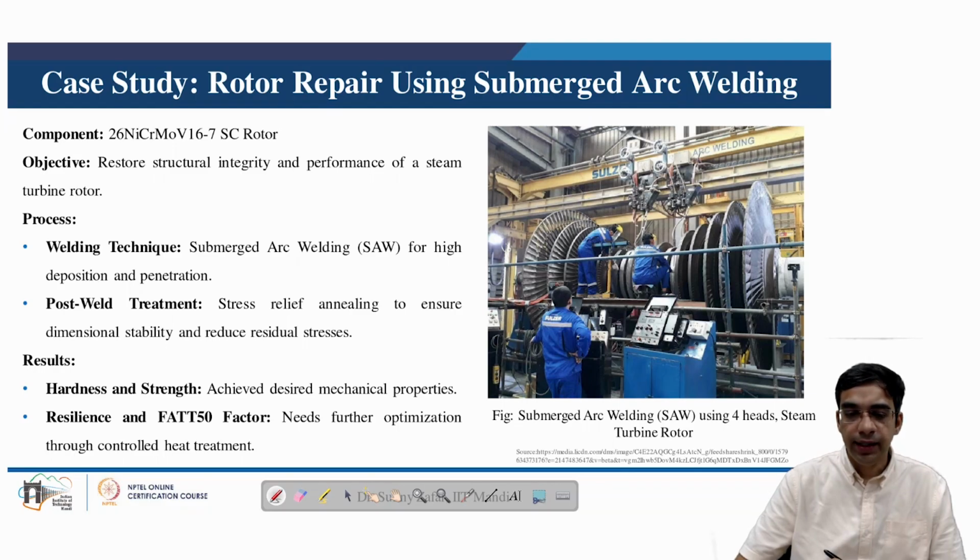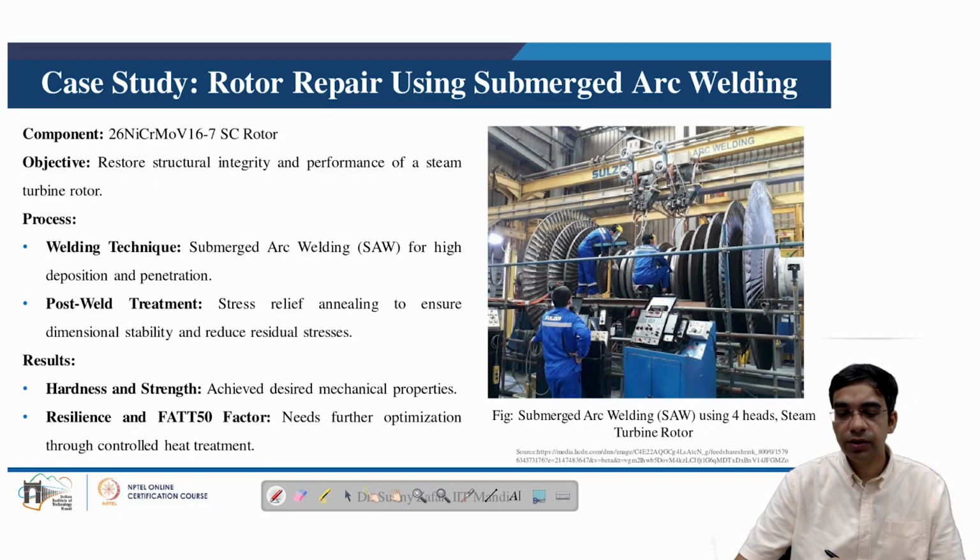So here we see a case study of how a rotor is repaired using submerged arc welding. Here we can see the submerged arc welding setup being utilized to repair the rotor of the steam turbine, made up of nickel chromium based steel. The objective of this repair work was to restore the structural integrity and performance of the steam turbine rotor. Submerged arc welding was utilized for its high deposition and high depth of penetration.